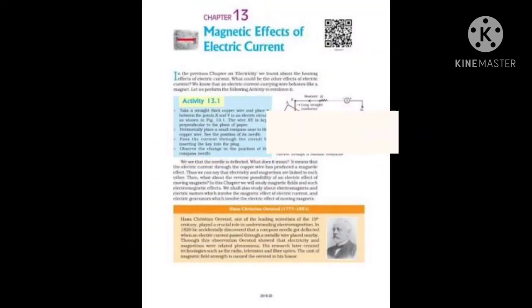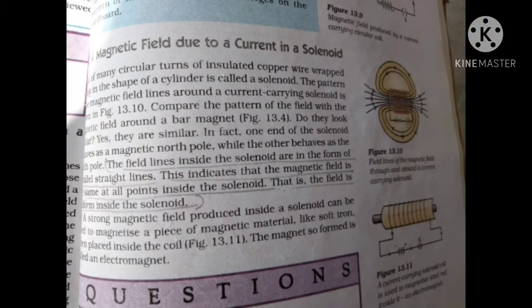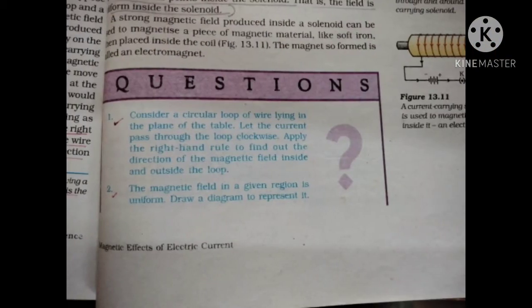Children, we were doing chapter 13, magnetic effects of electric current. In our last class, we did magnetic field due to a current in a solenoid. Today, before we move toward the next topic, we shall see some in-text questions. Now the first question is given in page number 229 of your NCERT textbook.